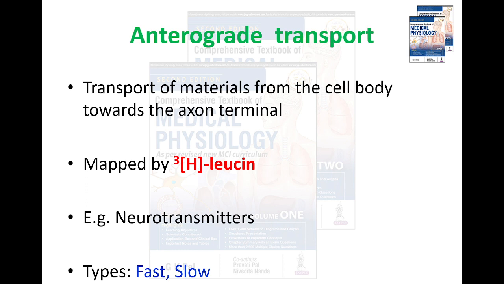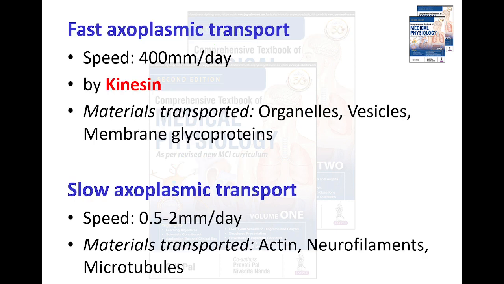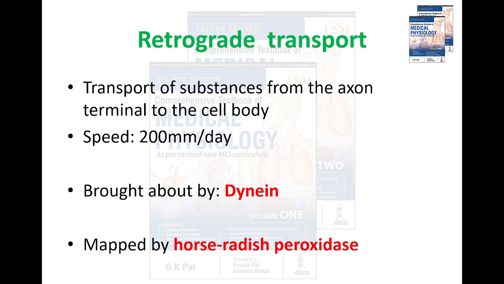It can be fast or slow. Fast axoplasmic transport has a speed of about 400 millimeters per day, by kinesin. Kinesin transports organelles, vesicles, and membrane glycoproteins. Neurofilaments, actin and microtubules take part in the slow axoplasmic transport.